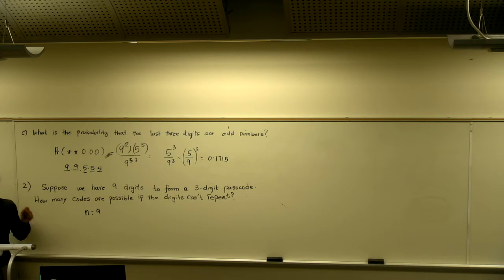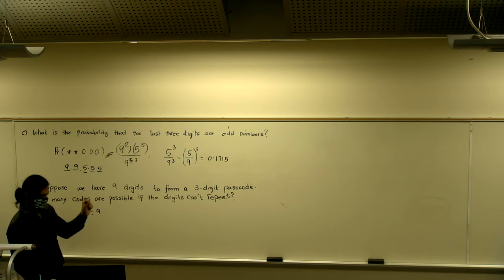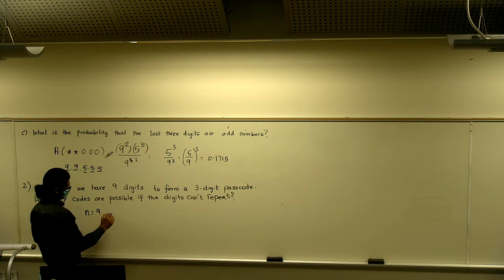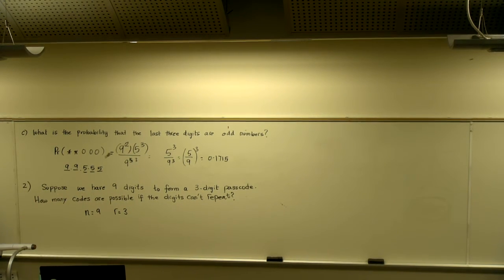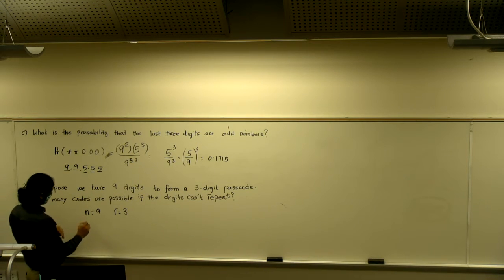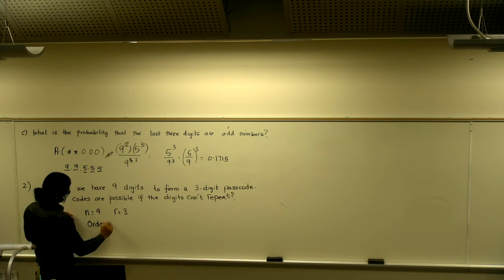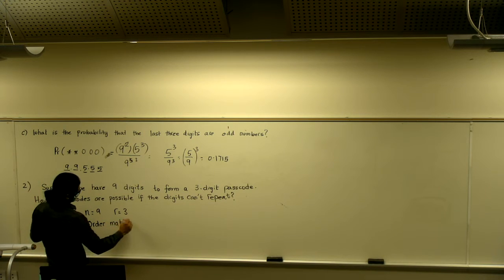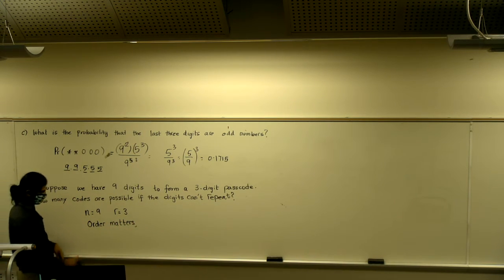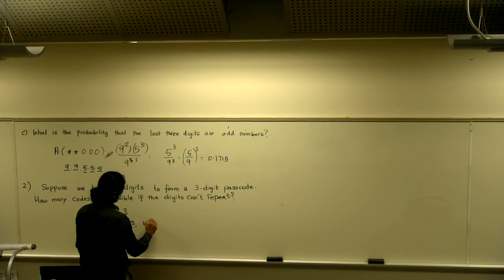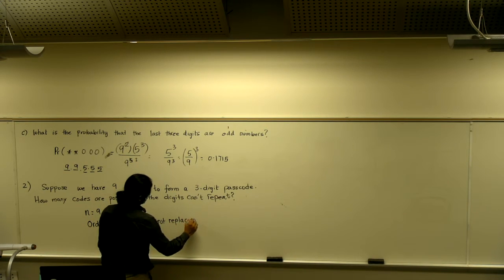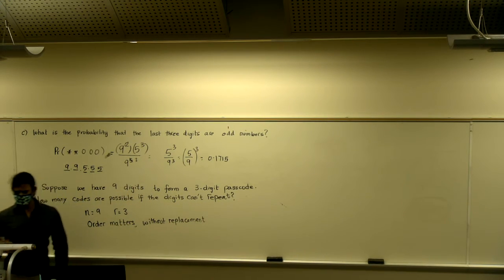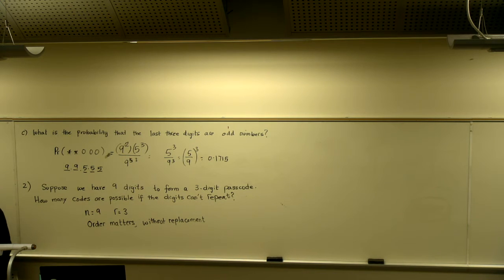The total number of items in this case would be the total number of digits we have, which is 9. Out of those 9, how many slots do I have? Just 3. And the order doesn't matter. Excuse me, the order matters. But things are done without replacement. So this is a permutation problem.